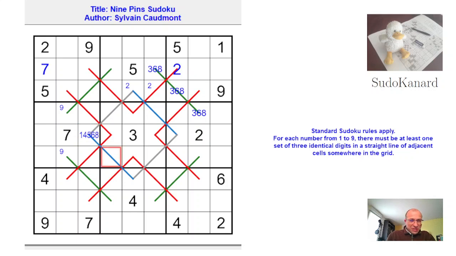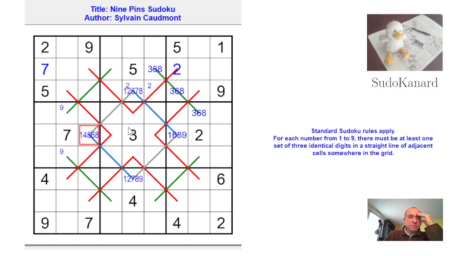So 1, 4, 5, 6, 8. This is 1, 2, 7, 8, 9. 1, 6, 8, 9. And here, this is from 1, 2, 7, 8, and 6. So now we must have identical digits here and there, or the other way around, here and there. So what could they be?